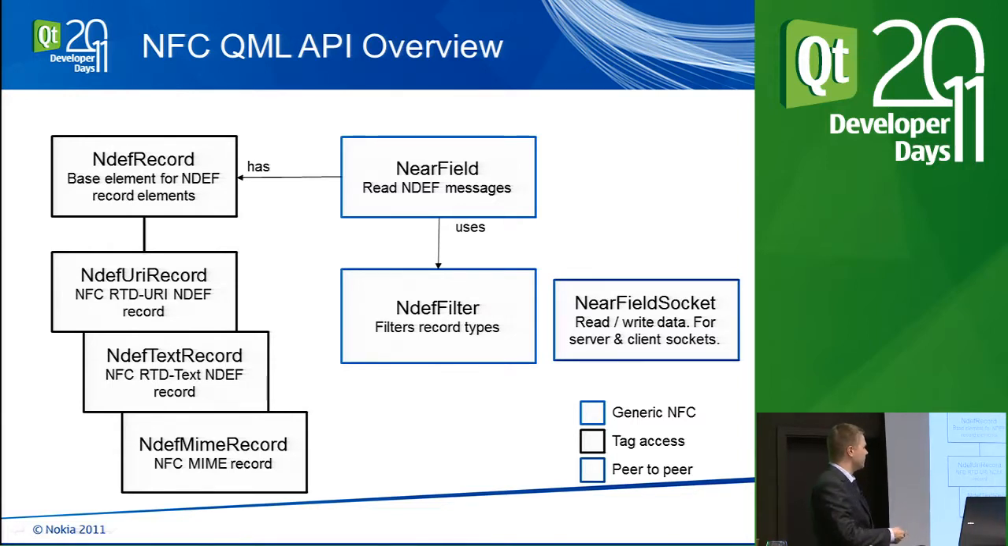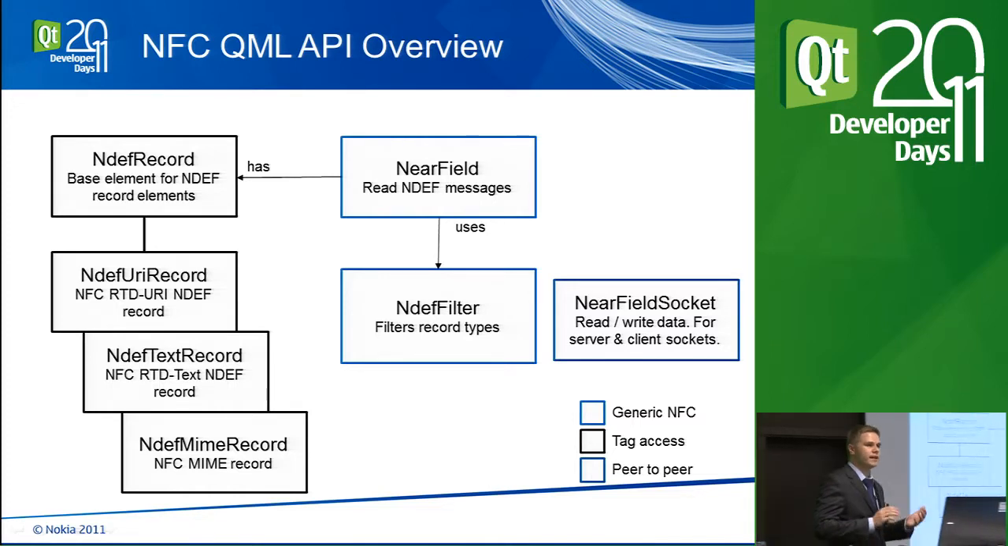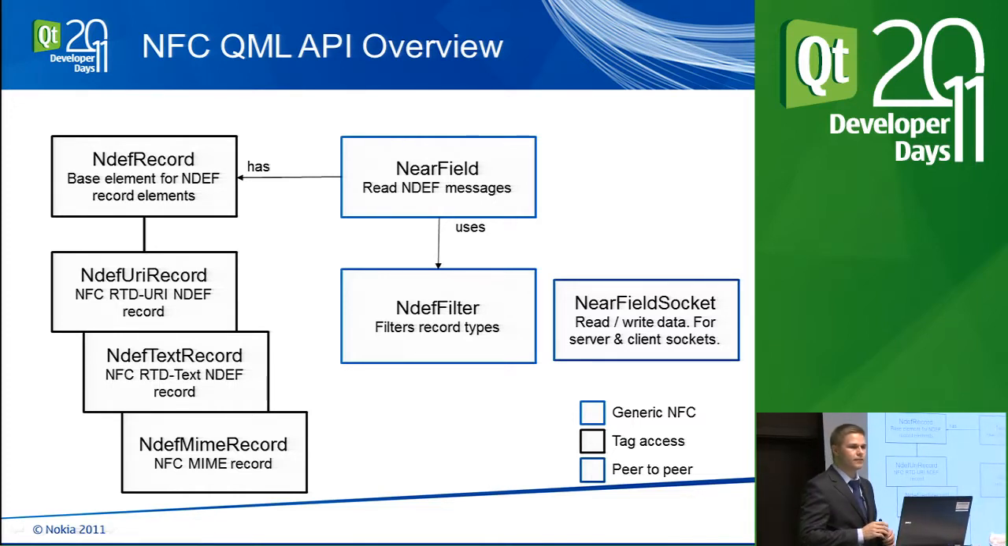So on this slide you will see a simple classification of which elements you will need for accessing different functionality: which are required for generic use of NFC, so shared by different areas, which are required for accessing tags, and which for implementing peer-to-peer communication.